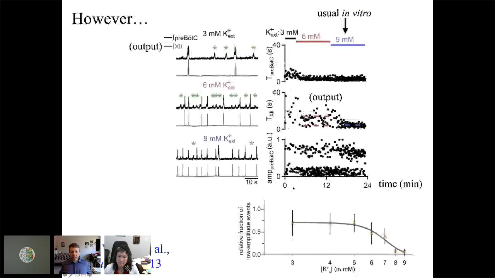that's enough to get population bursts. Okay, but some experimental results call that idea into question.